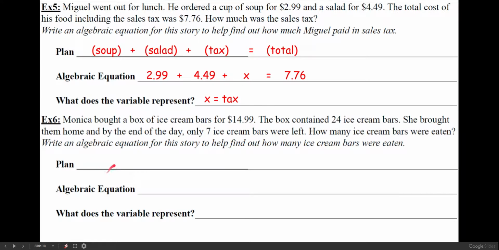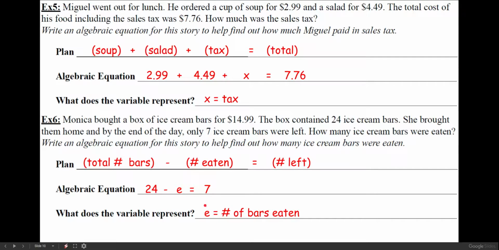So what is our plan? Well, we have our initial amount of bars, and we're going to subtract the number of bars that were eaten, and that's going to get you how many bars are left over. Do we know the total bars? We do. It's 24. Minus the number eaten. We do not know the number eaten, so I'm just going to replace it with an e. Bring down the equal sign. The number left, do we know how much is left? Yes, only 7 were left. So 24 minus e equals 7. So 24 bars minus the number eaten equals 7. What does e represent? The number of bars eaten.